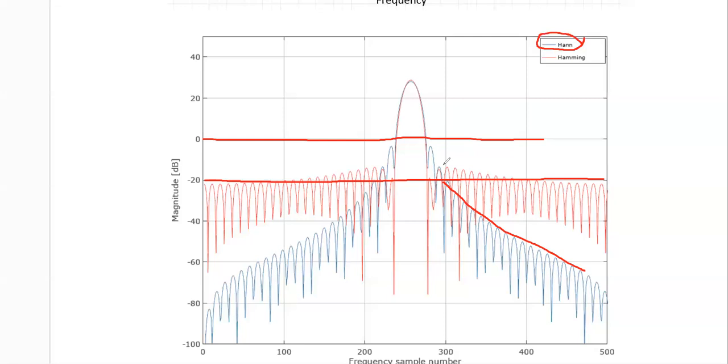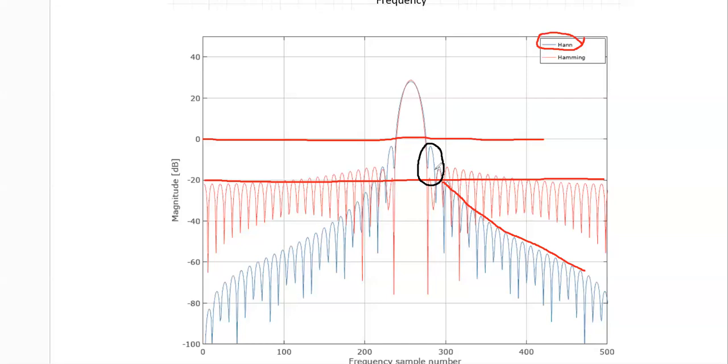But one disadvantage you will find is that in the case of the Hanning window we have a higher value here. This will take a high amount of signal from the noise. It might take a high value of the noise.